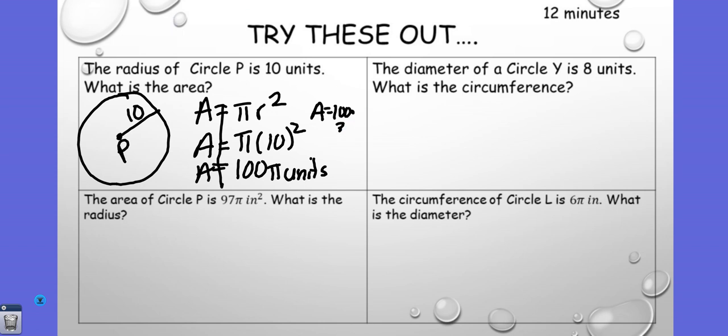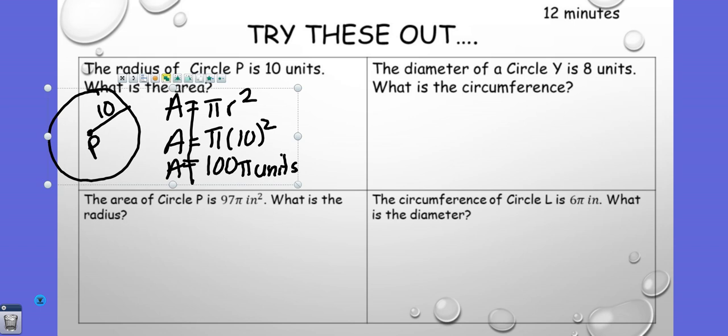Hold on, give me a second. Move this over. All right, so area equals 100 times 3.14, and then so that means area equals, move the decimal place, 1 point. You can use your calculator, and this is units squared.